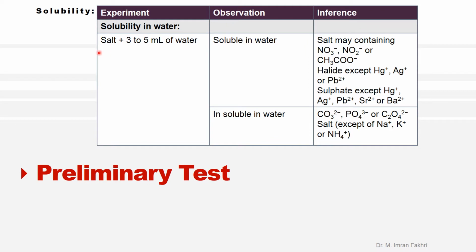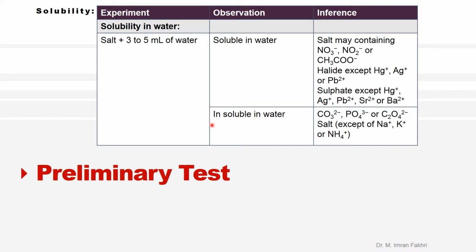For the solubility, we have to take the salt and add 3 to 5 ml of water in a test tube. If the salt is soluble, it may contain the following ions, or it may have halide present except mercury, silver, and lead. Their halides are not soluble in water. And we may have sulfate, but the sulfate of mercury, silver, lead, strontium, and barium cannot be there. So the sulfate of these cations cannot be there if the salt is soluble in water.